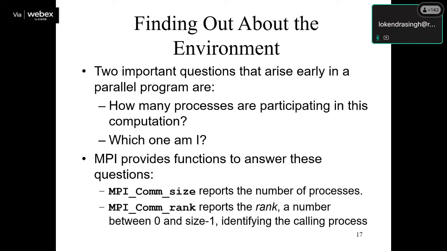Two important questions arise early in a parallel program. How many processes are participating in this computation? As I already told you, it totally depends on your system configuration, whether you are using Core i3, Core i5, Core i7, Core i9 and onwards. The next one is, which one am I? Suppose there are 4 processes or 6 or 8. How are process numbers or process IDs going to be defined?